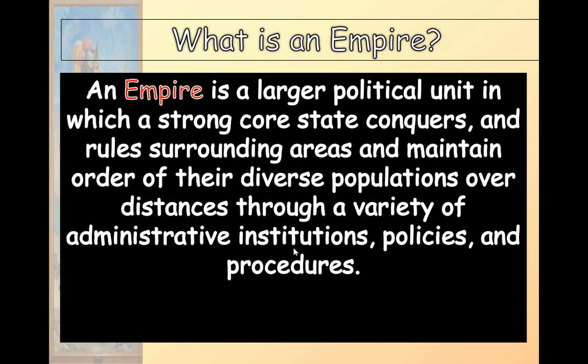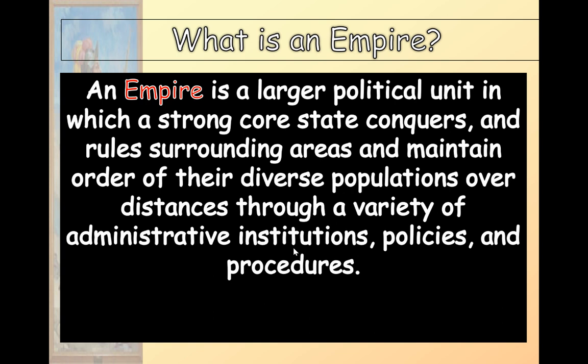1450 to 1750 is the age of empires. And the empires, both land and maritime, are larger political units in which a strong core state conquers and rules surrounding areas and maintains order of their diverse populations over distance through a variety of ways. Ultimately, what they do is they unify, rule, and provide for their populations.